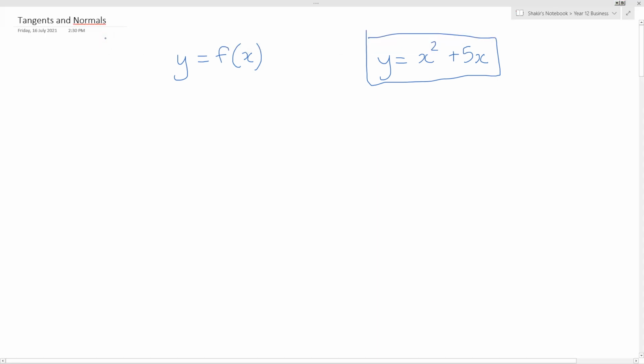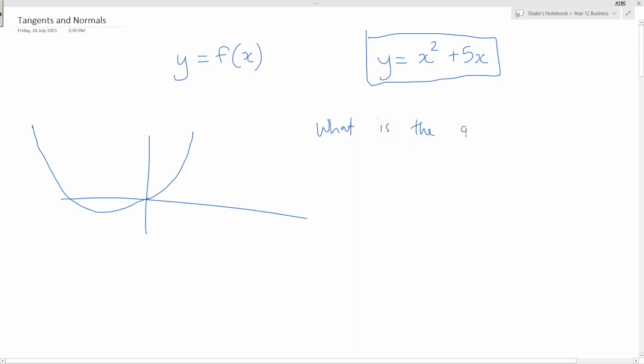Now, note that we're still using the same curve. Let's just say it's -5 and 0. We were talking about x equals 1. If I said to you, what is the gradient of the tangent at x equals 1?